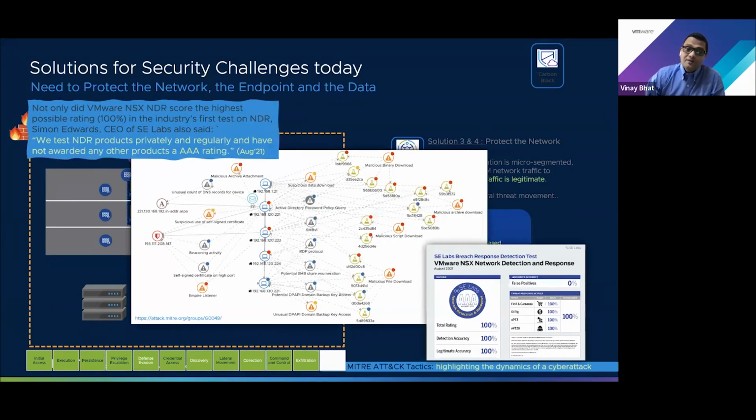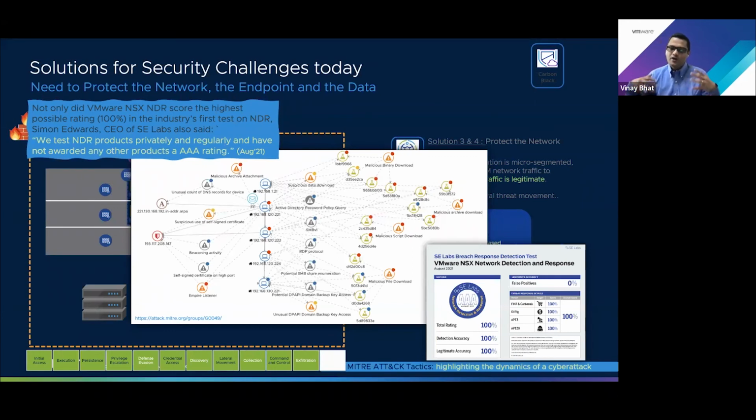And these are some of the accolades that we have got over a period of time. VMware NSX NDR scored the highest possible rating, 100%, and got the AAA rating. This happened in August 21. We can share the report with you. SE Labs, if you see on the right-hand side, gave 100% marks to VMware because we do not make any false positives. One of the main advantages of a distributed security solution like VMware is that false positives are absolutely zero. Because if you are looking for a Log4j threat and I'm not finding one, I'm going to say there's no Log4j threat here.